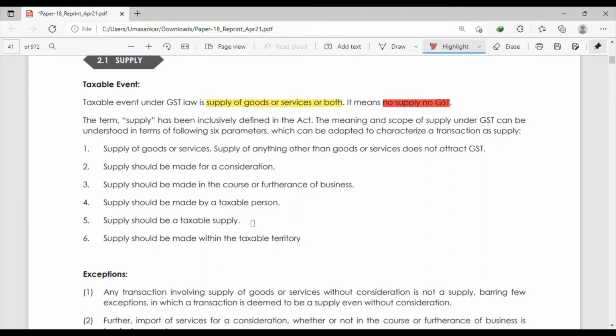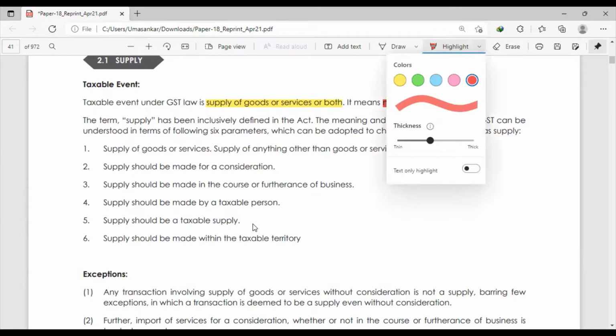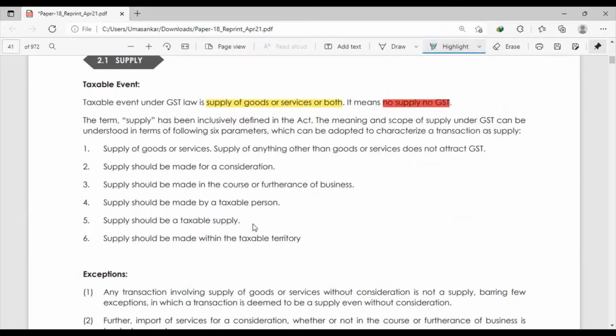Okay. Next definition, supply. Supply has been inclusively defined in the Act. The meaning and scope of supply under GST can be understood in terms of the following 6 parameters, which can be adapted to characterize a transaction as supply. So what are those inclusions? Supply of goods or services. Supply of anything other than goods or services doesn't attract GST. If you supply goods or services, then GST will be attracted.